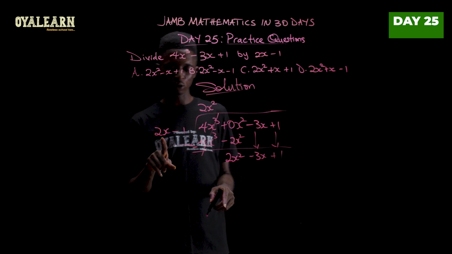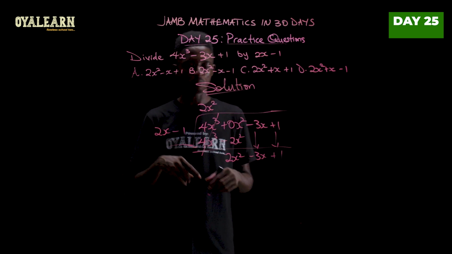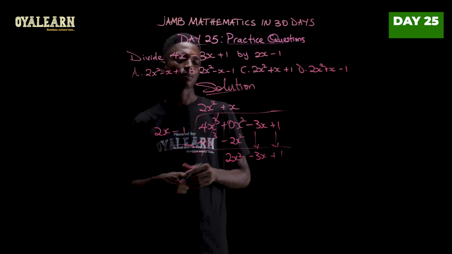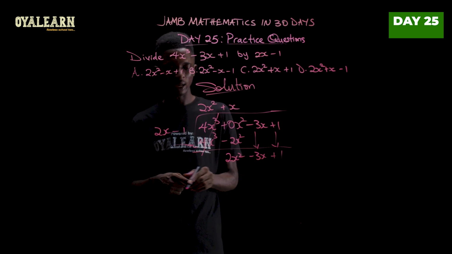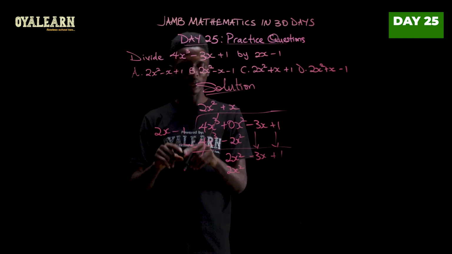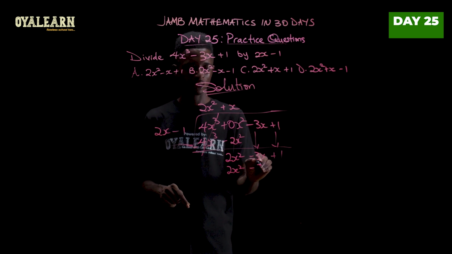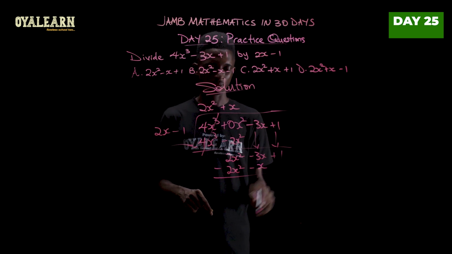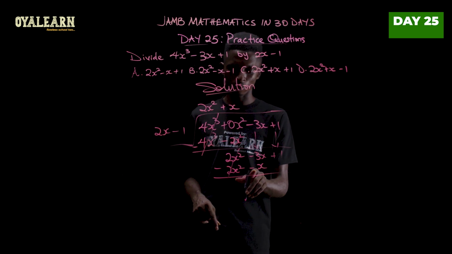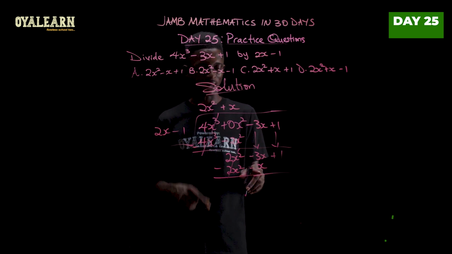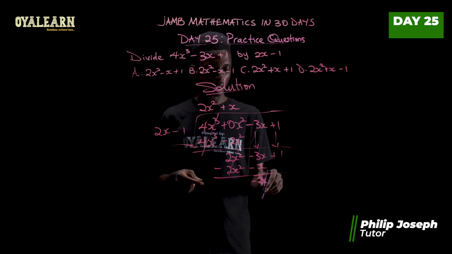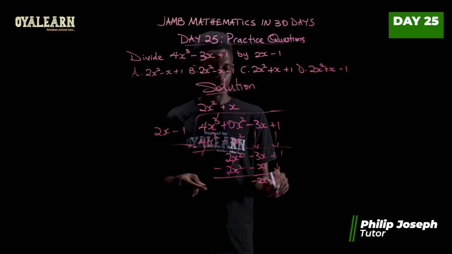Now what multiplied by 2x will give us 2x squared? That will be x. So we say plus x. Now x times 2x will give you 2x squared. Now x times minus 1 will give you minus x. So subtract. When we subtract here, this is 0. Minus times minus becomes plus. So minus 3x plus x will give us minus 2x. And then this comes down, plus 1.